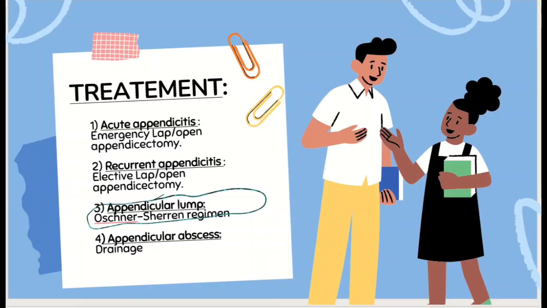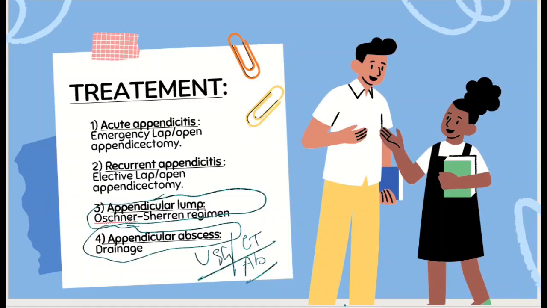Some cases will have appendicular abscess. They are drained by ultrasound or CT guided aspiration, and broad spectrum antibiotic coverage is given, and interval appendectomy is done for appendicular abscess or lump cases.